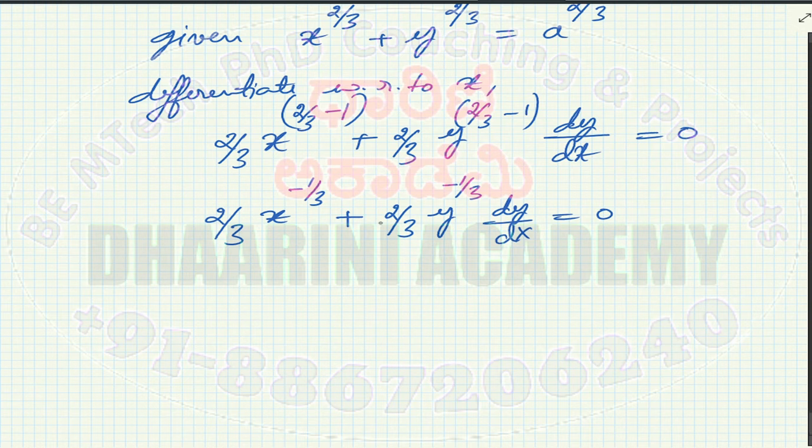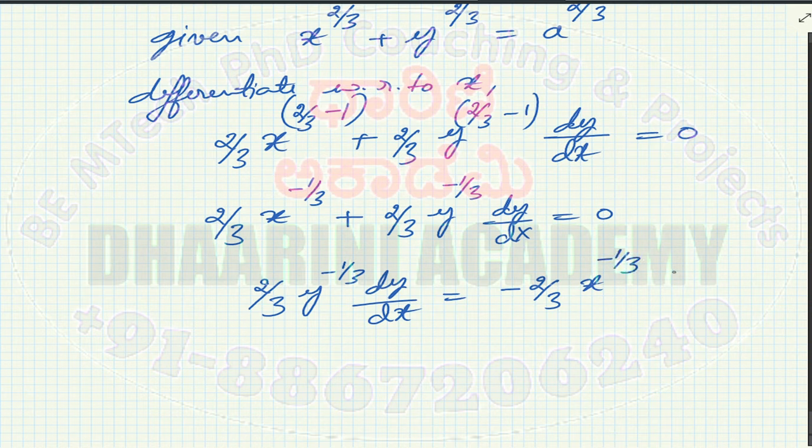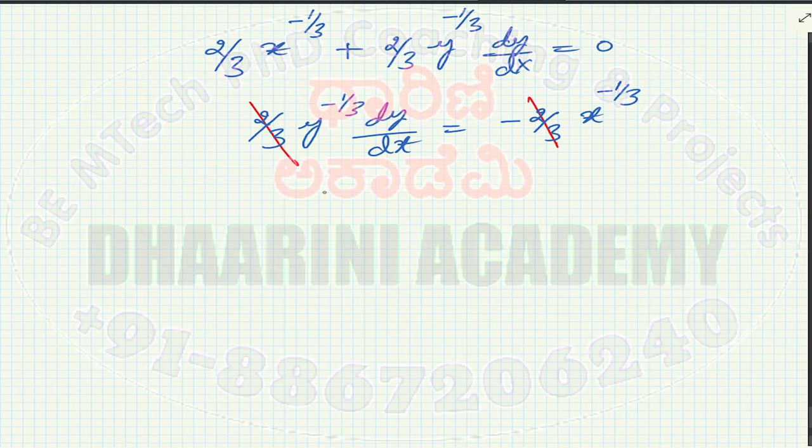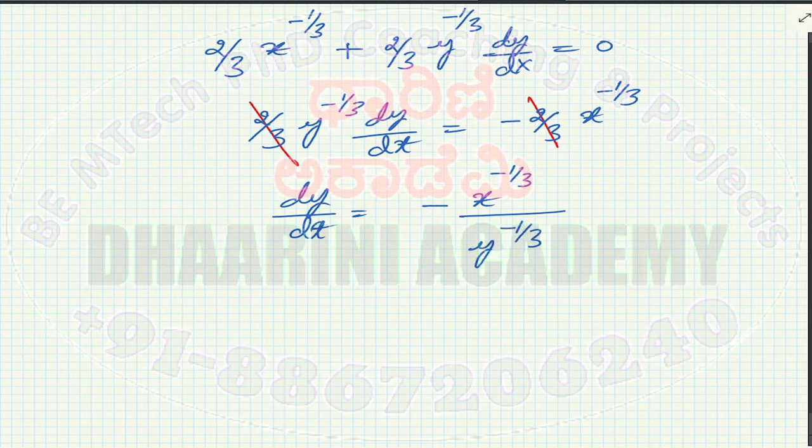Now, I'll take the x term to the other side. That means 2 by 3, y to the minus 1 by 3, dy by dx is equal to minus of 2 by 3 x to the power minus 1 by 3. You can see that the constants are the same on both sides, so I can cancel them. Now I can calculate dy by dx. Dy by dx is equal to minus of x to the power minus 1 by 3 divided by y to the power minus 1 by 3, since y goes to the other side as a division.